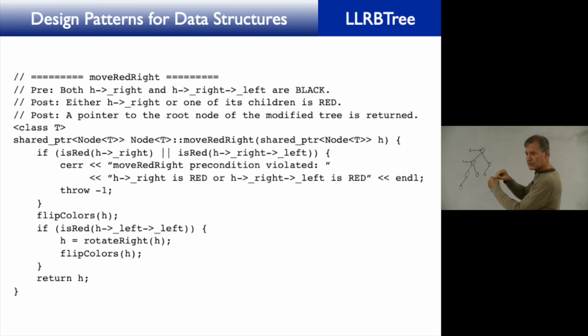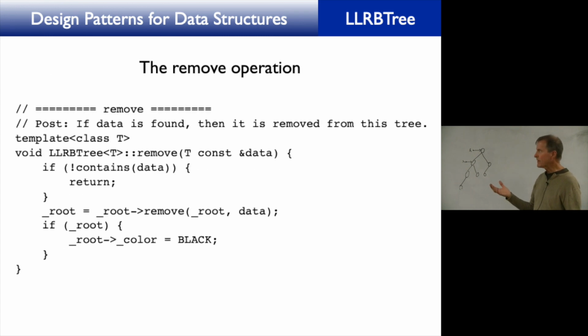So if there's a red down here on the left, then we can't fix it on the way up, because we're going to be coming up from the right. If there's a red one down there on the left, it couldn't be fixed up on the way up. You see, it's just a mirror. It's the same idea. And so we do this code: H gets rotate right H and flip colors. I didn't make a figure for that one, but it's the same idea. You get the idea.